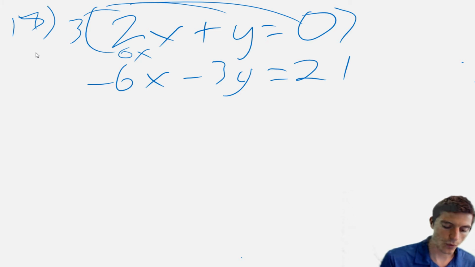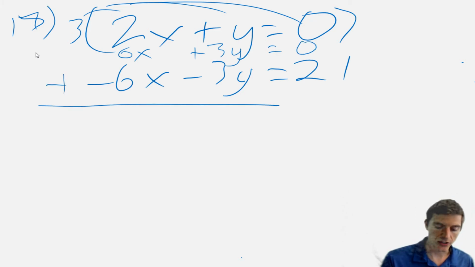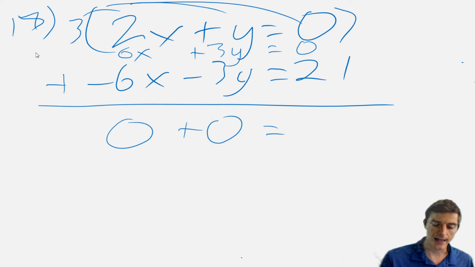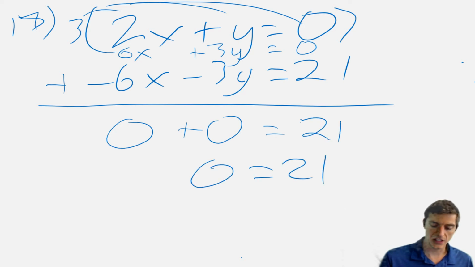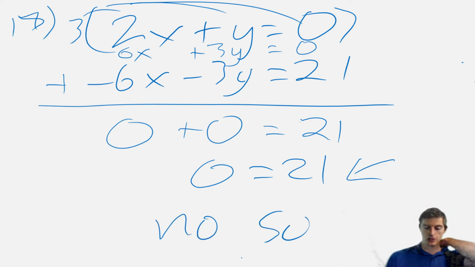And I do 3 times y is 3y, and 3 times 0 is 0. But watch what happens now when I add those two equations together. I got 6x minus 6x, that's gone. I get 3y minus 3y, that's gone. And I get 0 plus 0 is 21. So I got 0 is equal to 21. Well, this is just blatantly not true. This is a situation where you have no solution.